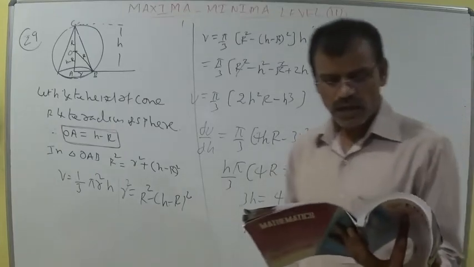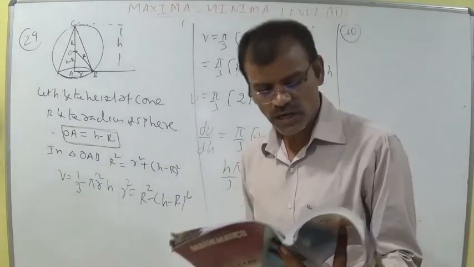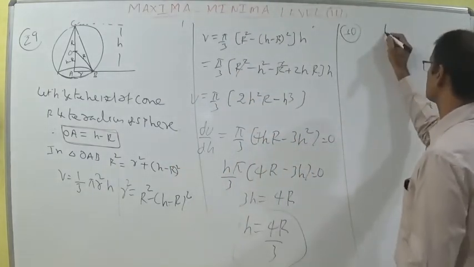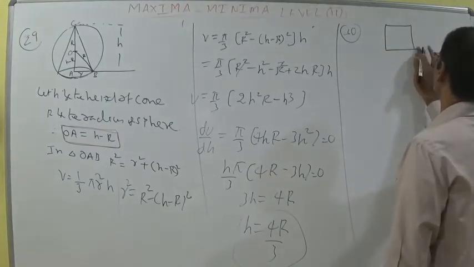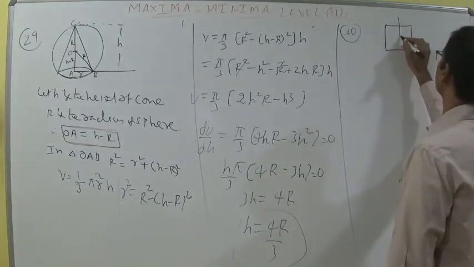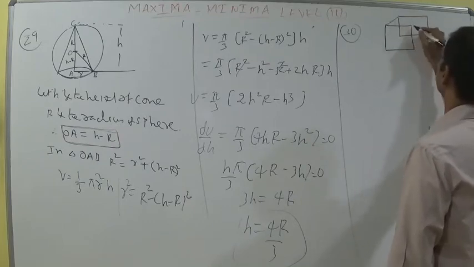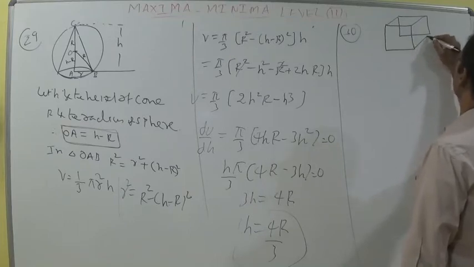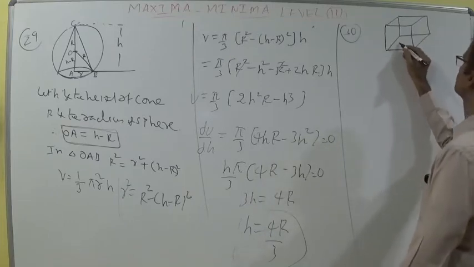Now let us discuss the 30th question. An open rectangular tank with a square base. Try to understand that this is having a square base. The open rectangular box has a square base, and the sides are rectangular, but the base is a square base. This is the base.